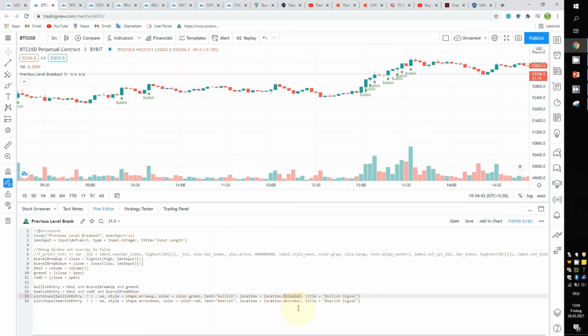So this is really a very basic price action strategy, but it can be helpful in many cases. For example, price action for intraday traders, for swing traders, and also for long-term traders.